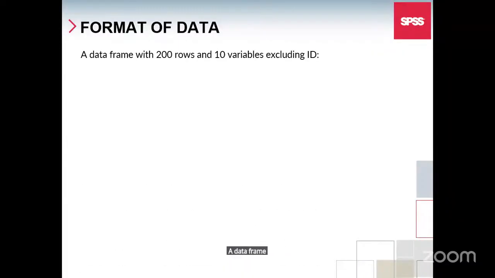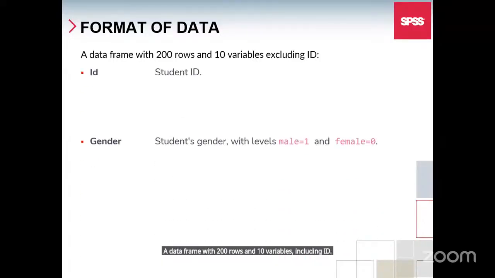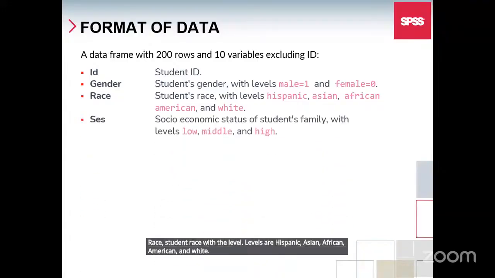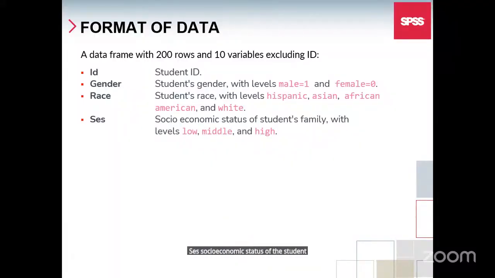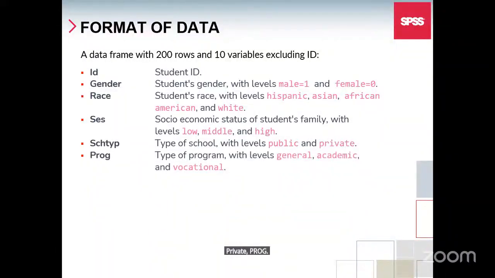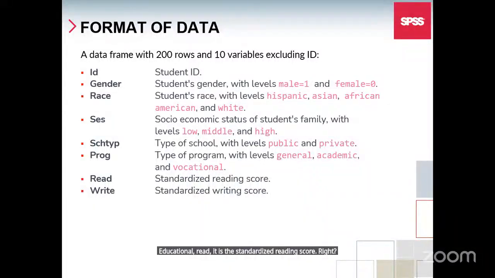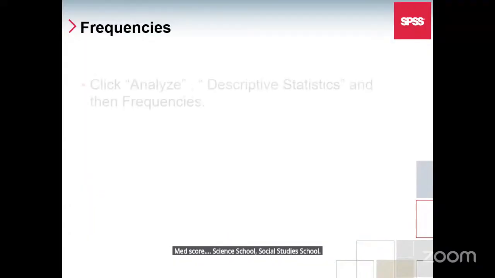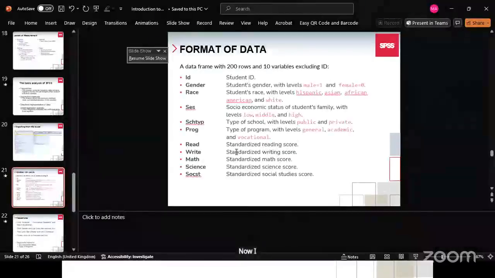A data frame with 200 rows and 10 variables including ID. ID is student ID, gender, male is 1, female is 0, race, student race with the levels Hispanic, Asian, African American and white. SES, socioeconomic status of the student with levels low, middle, high. SCHTYP means type of school, whether the school is public or private. PROG, program in which the student is enrolled, that is general, academic or vocational. Read, the standardized reading score. Write, standardized writing score. Math score, science score, social studies score. Now I open the file for you.